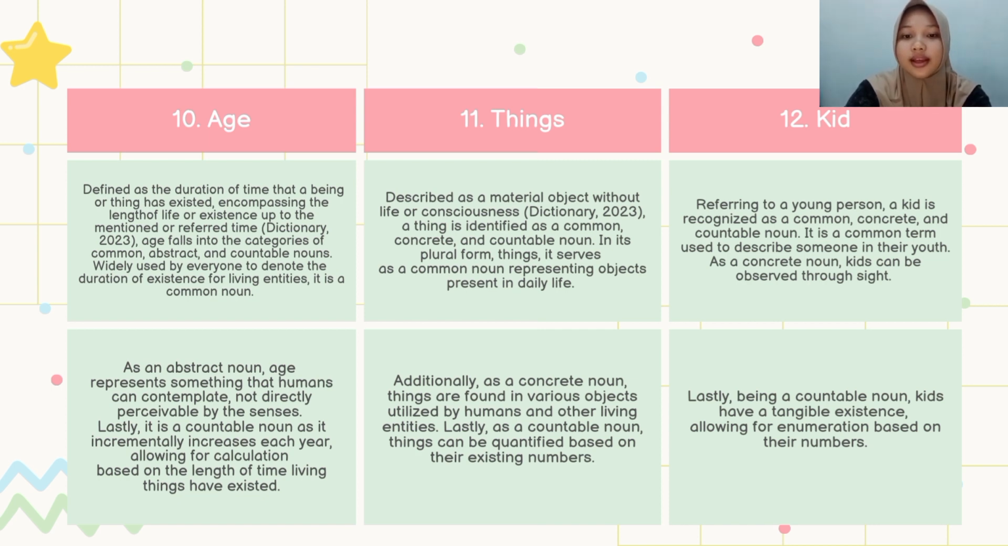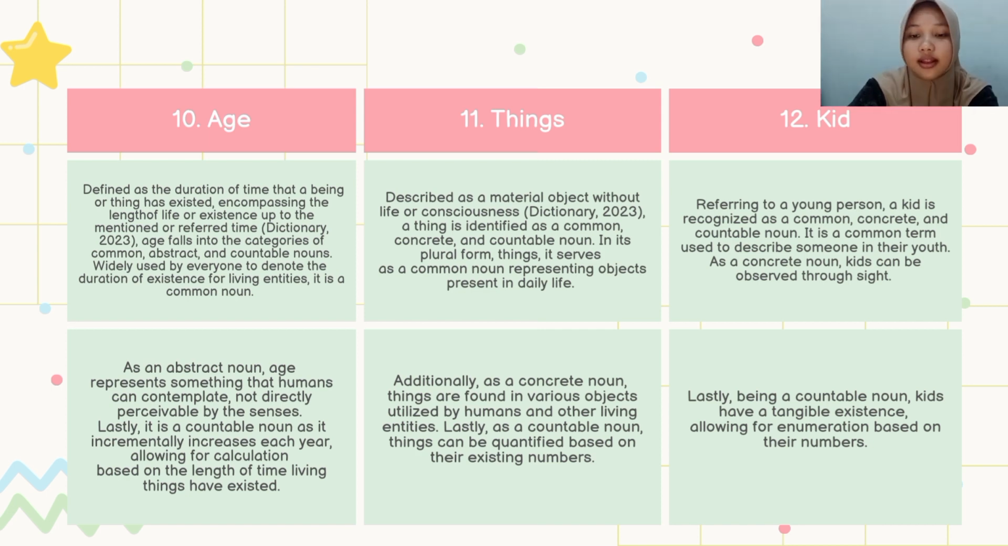Eleven is things. Described as a material object without life or consciousness. A thing is identified as a common, concrete, and countable noun. In its plural form, things, it serves as a common noun representing objects present in daily life. Additionally, as a concrete noun, things are found in various objects utilized by humans and other living entities. Lastly, as a countable noun, things can be quantified based on their existing numbers.